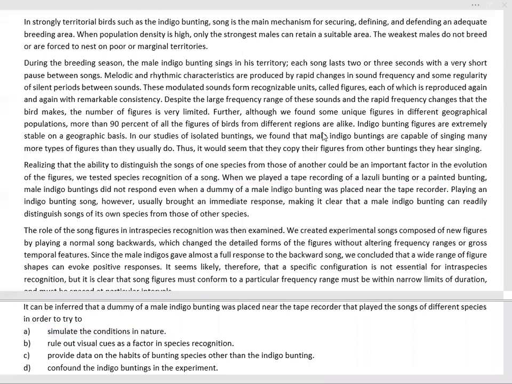So not a very good answer. Let's not eliminate it just yet. Let's see if we can find a better option. Otherwise, this would have to suffice. B says, rule out visual cues as a factor in species recognition. This is quite perfect and much better than A. We see that with the phrase, even with a dummy of a male indigo placed near the tape recorder.